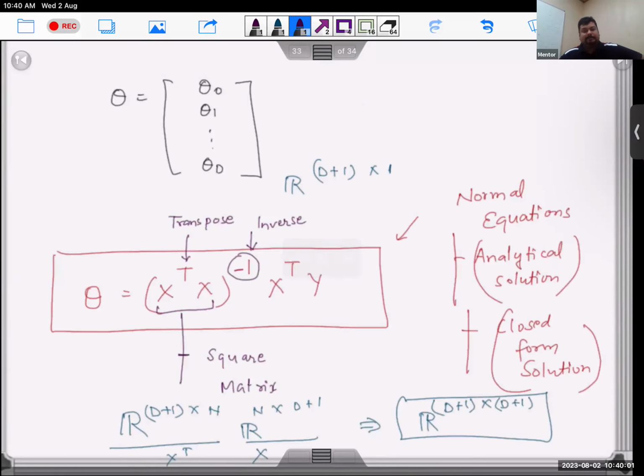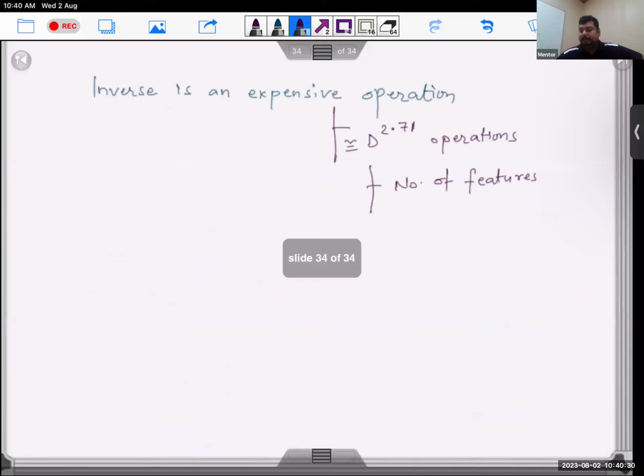Let me ask you this. If D is 30,000, what would be the size of X transpose X? 30,001 into 30,001. Have you ever seen such a big matrix being stored? No, right? I hope you get the point. So first, computing X transpose X is a big deal. It has a lot of additions and multiplications. Another is when you want to take the inverse, it is even more expensive. So when the number of features is large, this method becomes impractical.